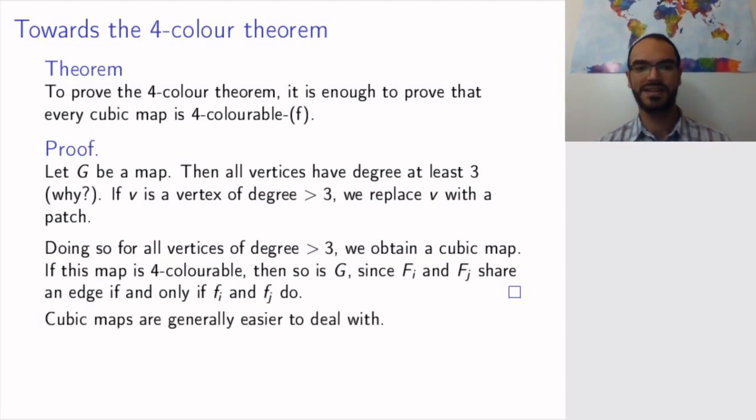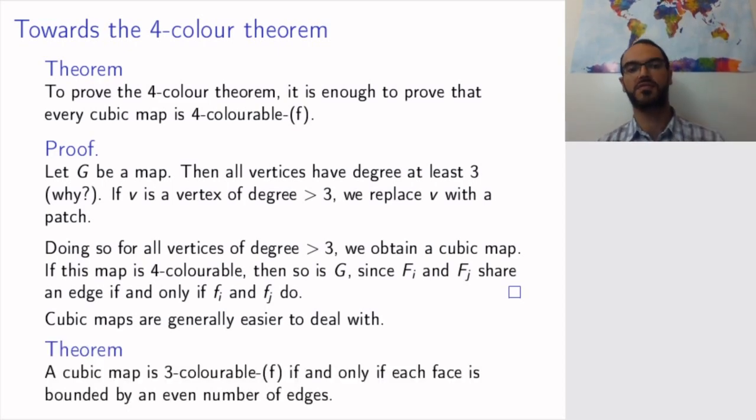So why is this nice? It's because cubic maps are generally easier to deal with. For example, as an exercise, you can prove that a cubic map is 3-face colorable if and only if each face is bounded by an even number of edges. So we have an easier grasp of the notion of k-face colorability for such maps. Of course, the proof of the 4-color theorem is still very difficult, and if you stay tuned, I'll give the general idea of the proof. But as I said, the proof was performed using computers and was one of the major achievements of the late 20th century.